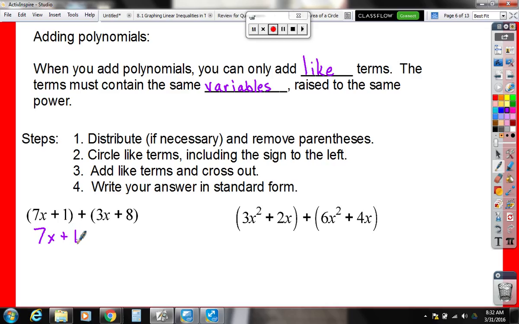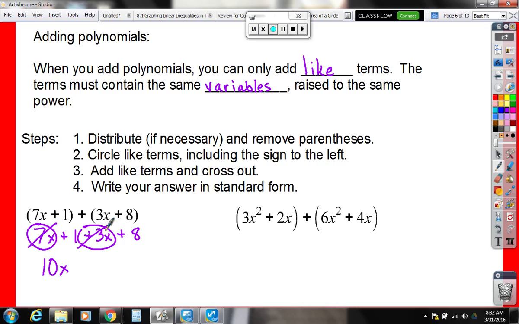Technically, I'm distributing this plus sign. I'm doing plus 3x and plus 8. That makes it a little easier to work with. Okay, now my like terms, I'm going to look at my first term. It's an x. I have 7x. So I'm going to find all of the terms that have x. I also have plus 3x. Notice I am including the plus sign when I circle it so I don't get mixed up in adding my signs. There are no more x's, so I'm going to add those two together. 7x plus 3x is 10x. Now I'm going to cross them out just so that I know that I used them already.